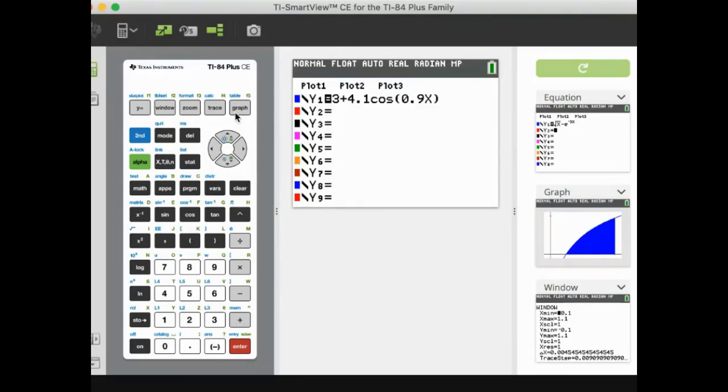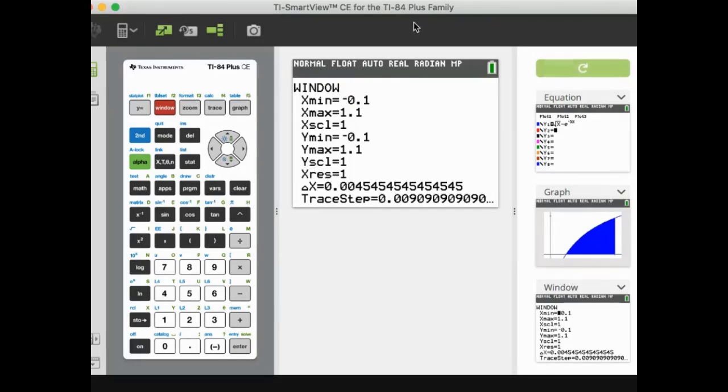Okay, so I'm going to change my window. I want a value close to 4, so I'm just going to say 3 to 5. It really doesn't matter what x values you use; you just want to make sure 4 is in there.